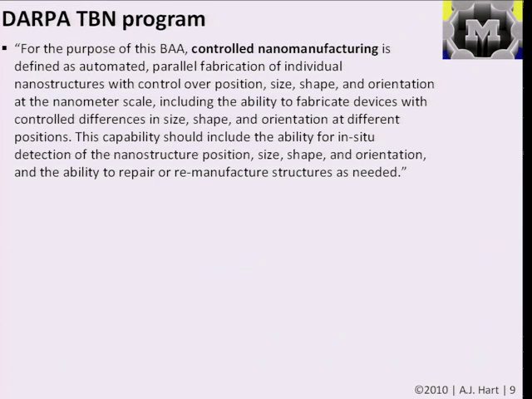So they defined controlled manufacturing as a parallel fabrication of individual structures with control over their position, size, shape, and orientation at the nanometer scale, and the ability to fabricate devices with controlled differences in size, shape, orientation at different positions. And it should include the ability for in situ detection of these characteristics and the ability to repair or remanufacture the structures as needed. So it's all the type of things you can envision are possible if you take a block of material and mill it out, but applied to these very fine length scales.